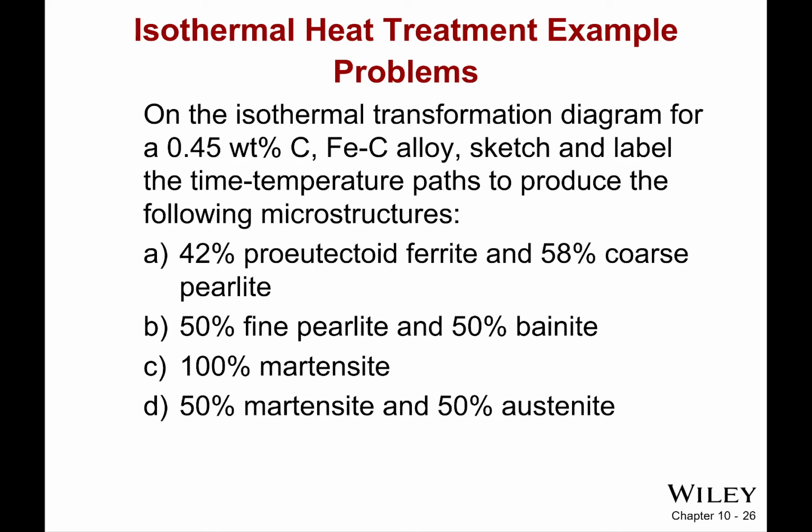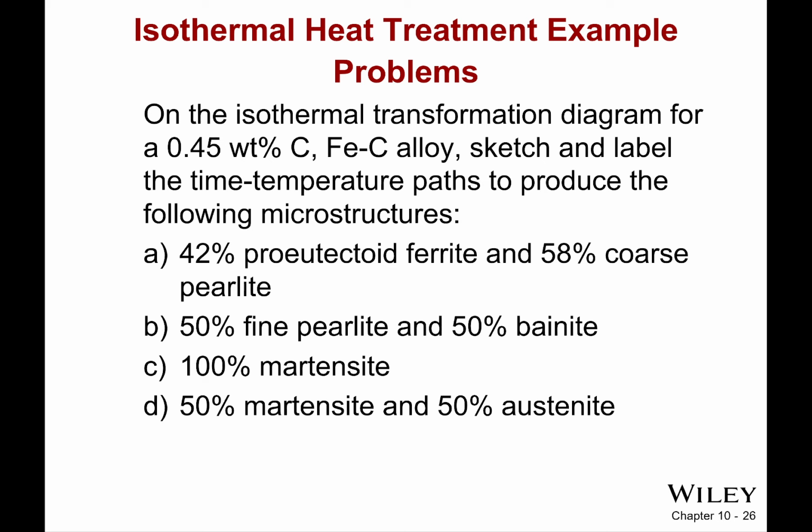Everyone, welcome back. So we've been talking a lot about microstructures, and now I want to go ahead and see how we would get different microstructures. Let's actually see if we can solve this. So what we have here is a 0.45 weight percent carbon, iron-carbon alloy. And we're going to look at the time-temperature path to get the following.